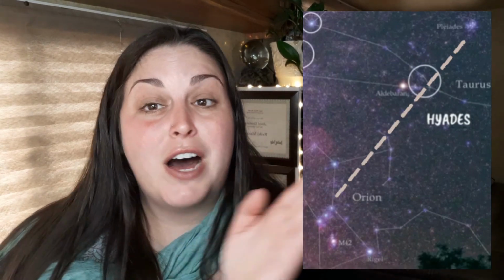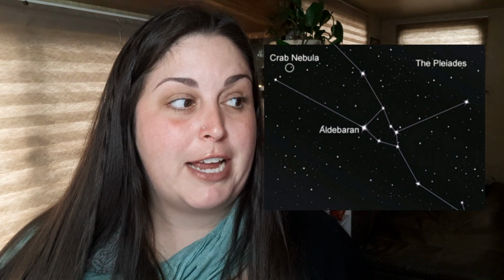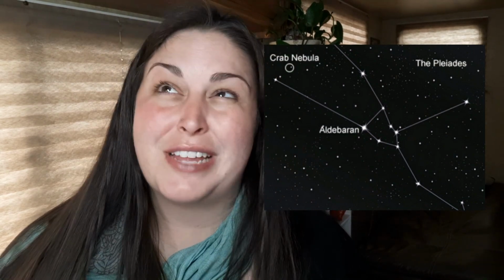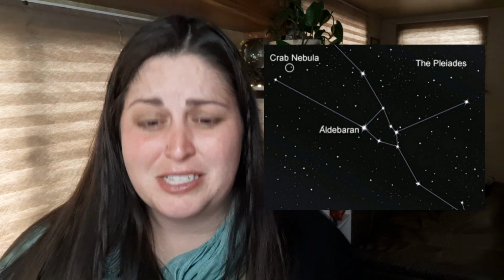And if you keep following the belt's line, that's going to point to the Pleiades, which looks to me like a very miniature dipper, a little dipper. So in between Mintaka and Pleiades, you will find Aldebaran. I don't know if I'm saying that right, but it's one of the brightest stars. Not the brightest, but one of like 14 or 15 brightest stars that we can see.